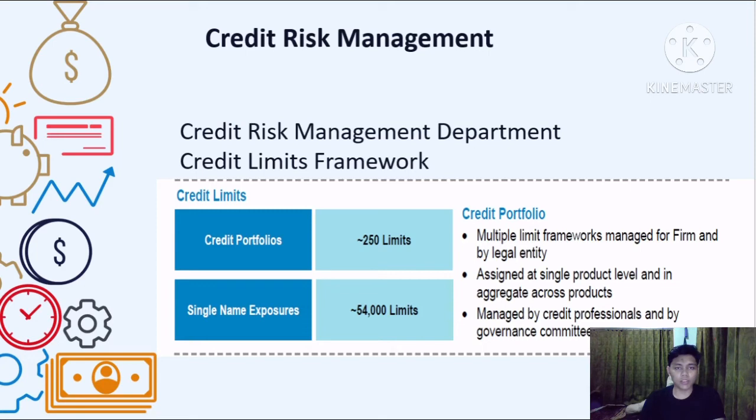So for the framework itself, there are credit limits, the credit portfolio, and single name exposure. The credit portfolio is limited to 250 limits, and it is a multiple limit framework managed by firm and by legal entity. The credit portfolio has to be assigned at a single product level, and it aggregates across products. It is also managed by credit professional and by government or communities.